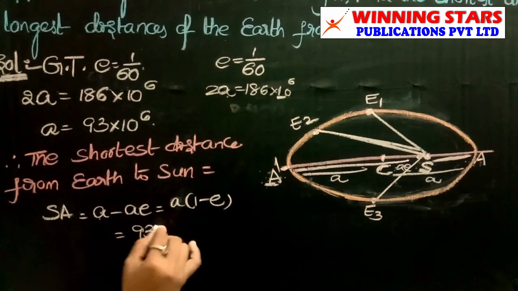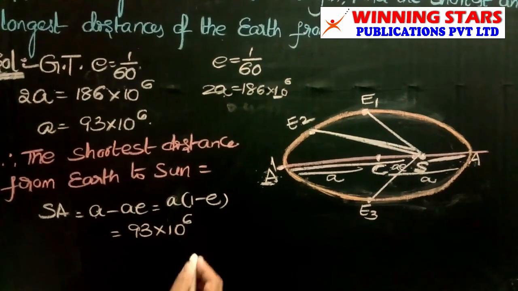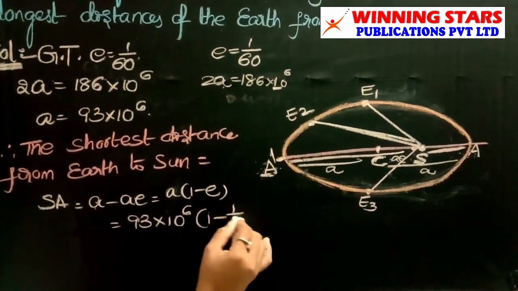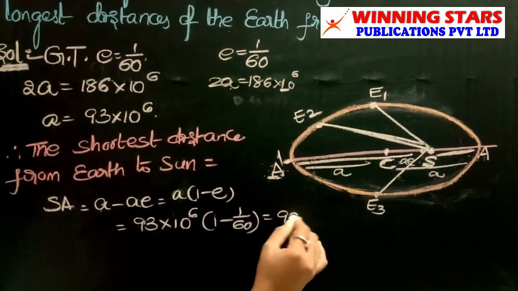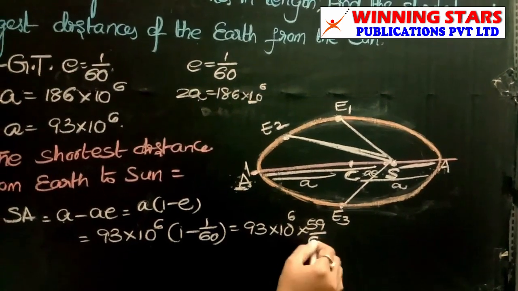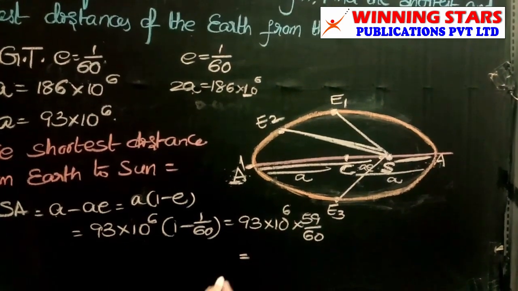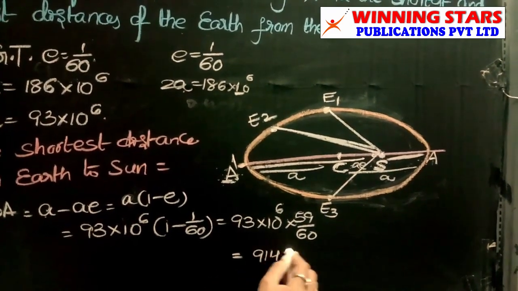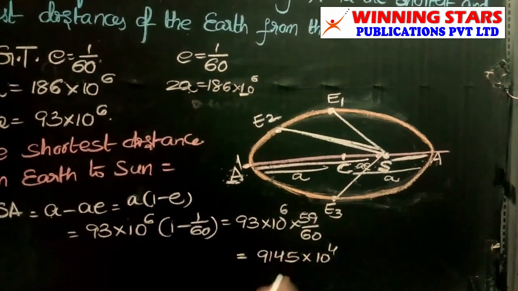What is the a value? 93 into 10 power 6 into 1 minus 1 by 60. And this is equal to 93 into 10 power 6 into 59 by 60. After simplification, we will get the answer as 9145 into 10 power 4. This is the first answer.